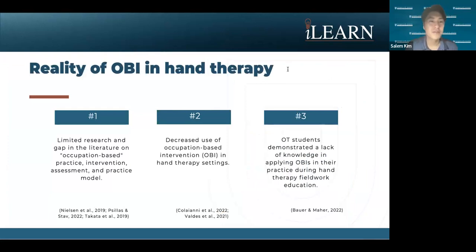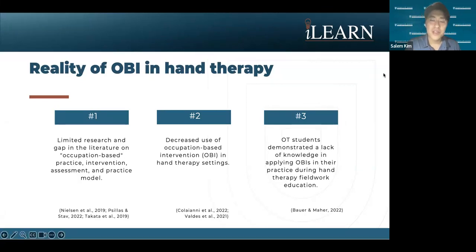All right, let's talk about some of the reality of occupation-based interventions in hand therapy. Unfortunately, there is limited research and there are gaps in the literature on occupation-based practice, interventions, assessment, and practice models. On top of that, there is decreased use of occupation-based interventions in hand therapy settings. And many OT students demonstrated a lack of knowledge in applying occupation-based interventions in their practice during hand therapy fieldwork education.